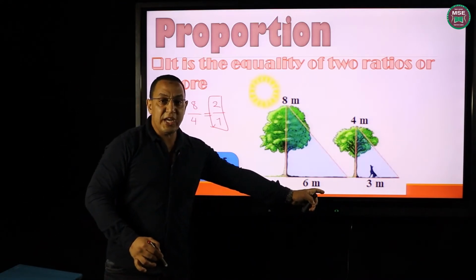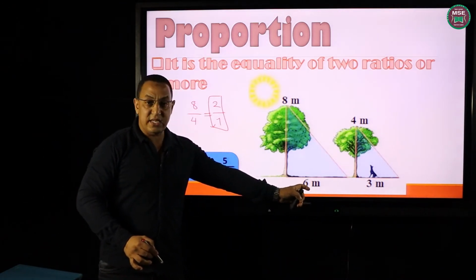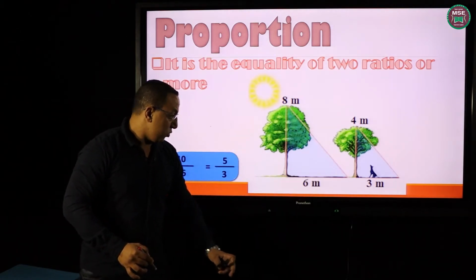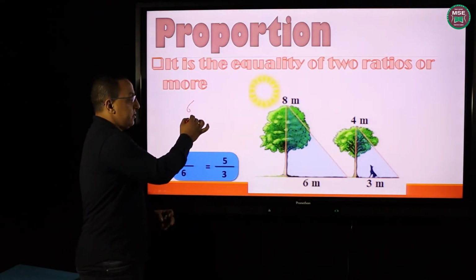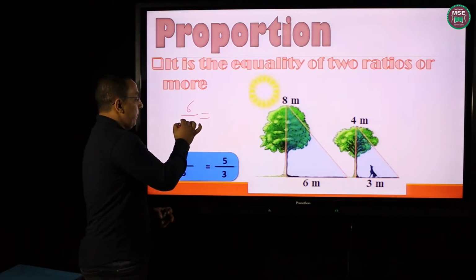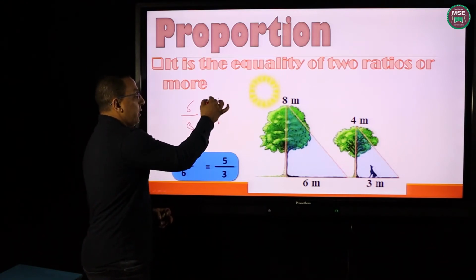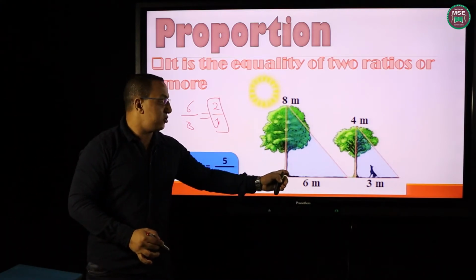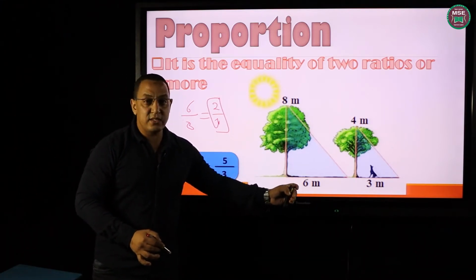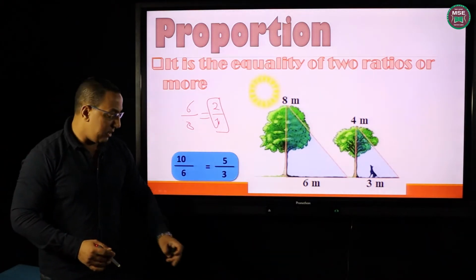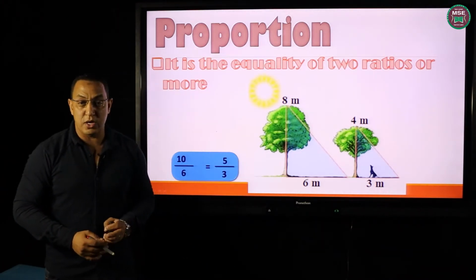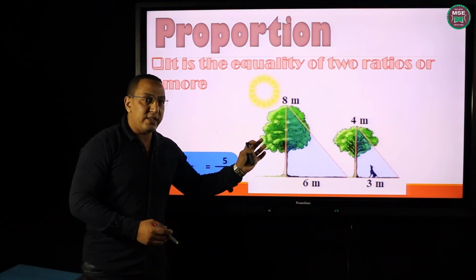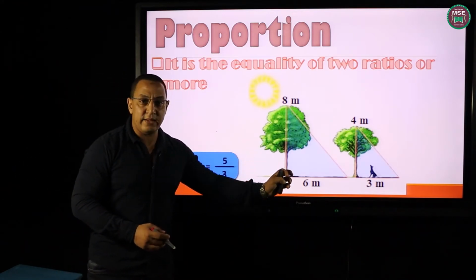And the shadow of the first tree is 6 and the shadow of the second tree is 3. So the shadow of the first, 6 over 3, equals 2 over 1. We see that the ratio between the heights equals the ratio between the shadows. So the two pictures are similar or proportional to each other. That's what makes them proportional: the equality of the two ratios between the heights and the shadows.